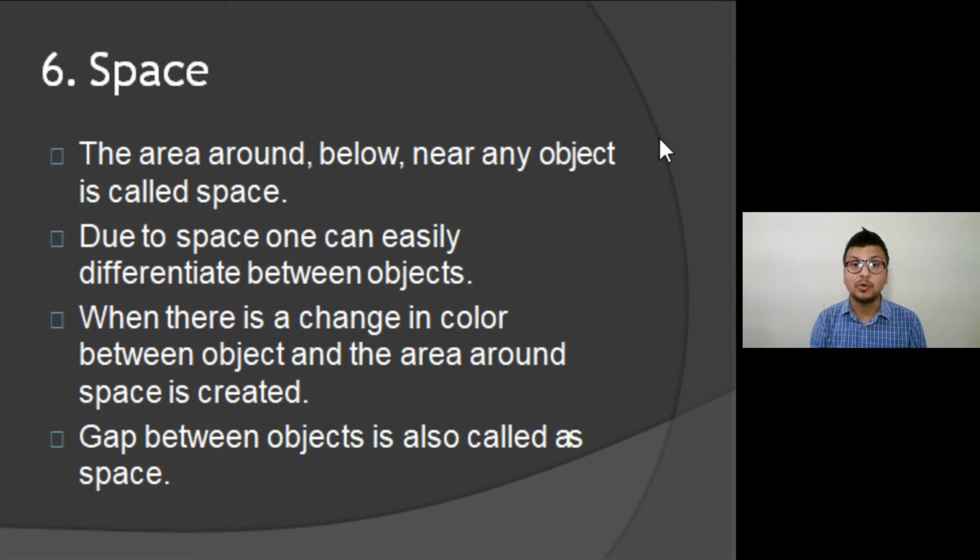Coming to the sixth element of design, that is space. This is the most important element, I could say, space, because if you add a lot of space in the design, automatically your design will be more catchy, more appealing, because you are giving a breathing space. What is that? The area around, below, near any object is space.